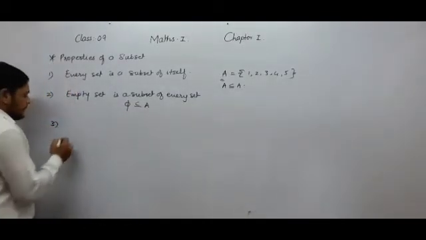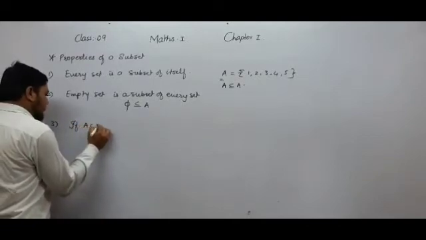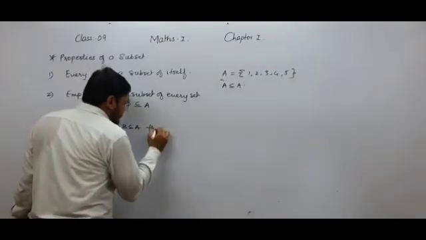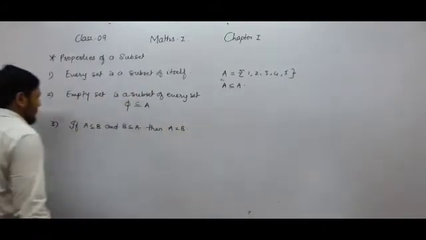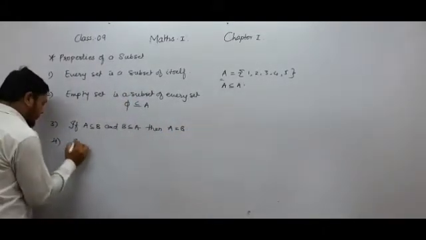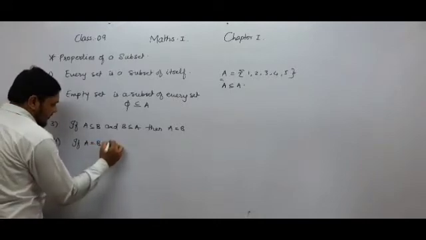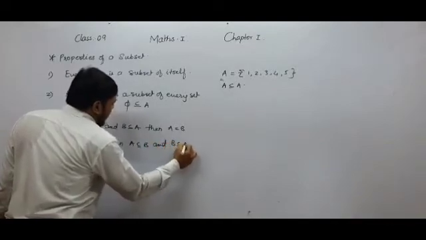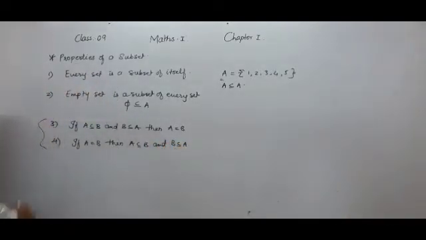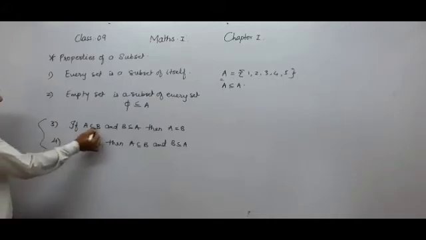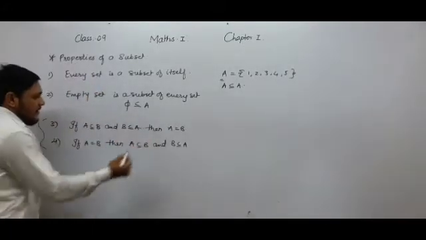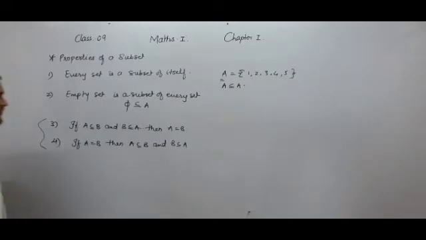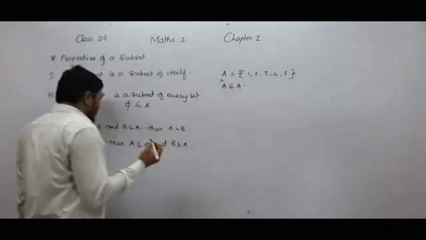Now the third one is, if A is a subset of B and B is a subset of A, then A equals B. And the fourth point is the reciprocal of this point. If A is equal to B, then A is a subset of B and B is a subset of A. Students, these both points are one and the same. Now let's take an example in order to understand this.